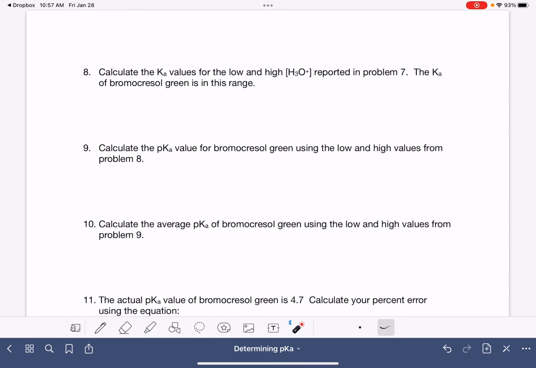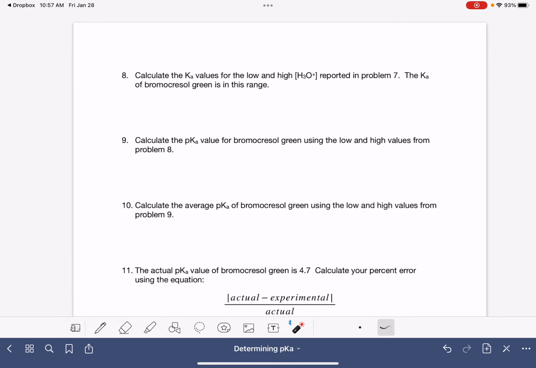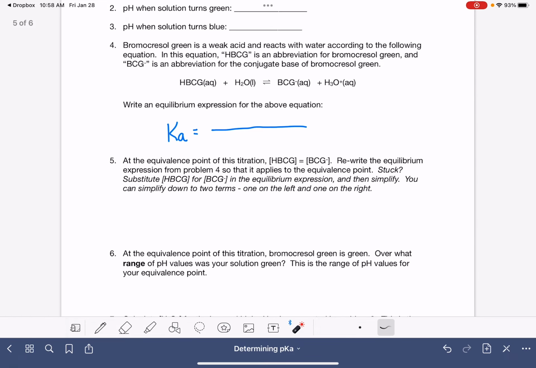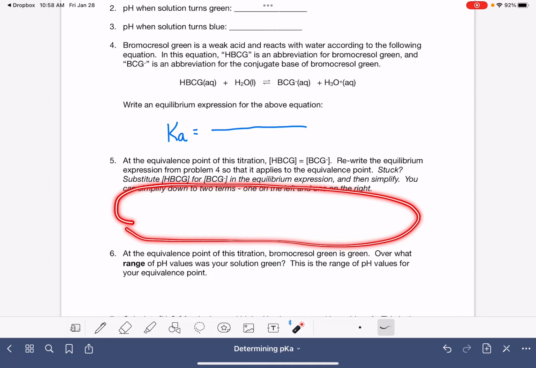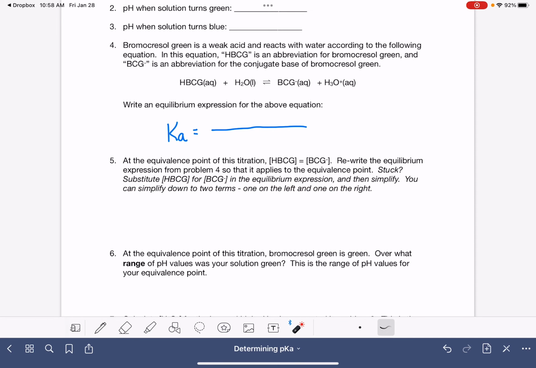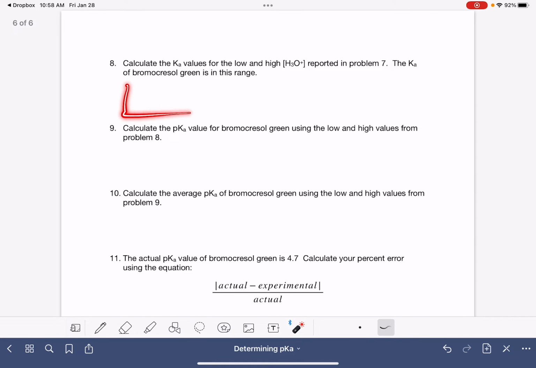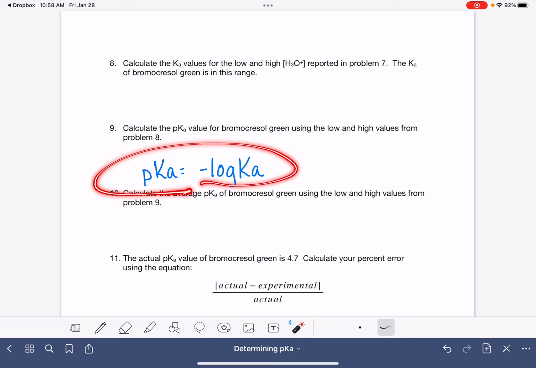Then you will be calculating the Ka values for the low and high H3O plus values. The Ka values, you'll calculate by using your simplified equilibrium expression. The thing that you come up with in problem number 5 is going to allow you to answer question number 8. Once you get that done, you're going to calculate the pKa values, and as a reminder, pKa is the negative log of the Ka. So you'll do this pKa value calculation 2 times, one for the low Ka, one for the high Ka.